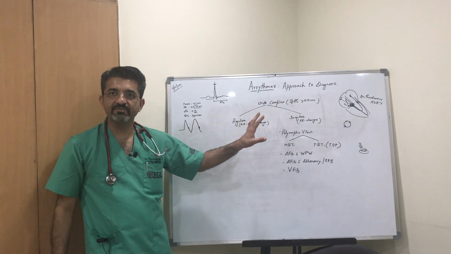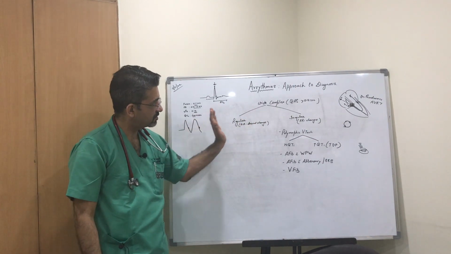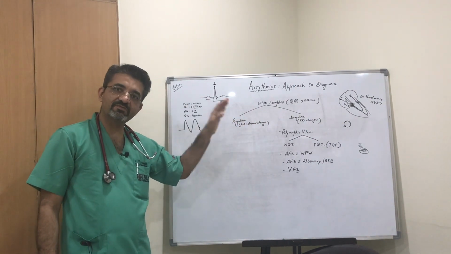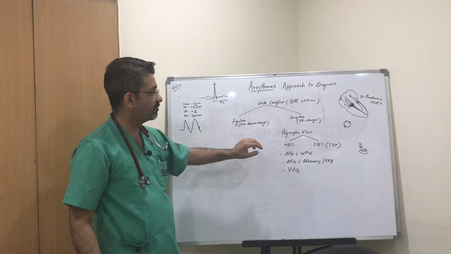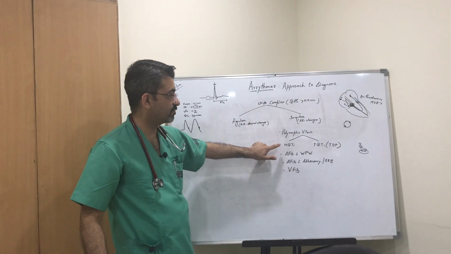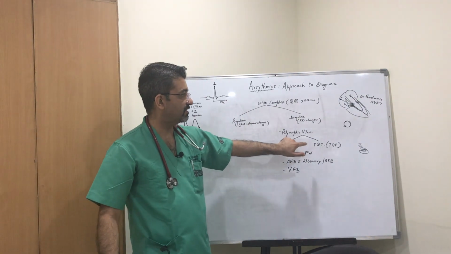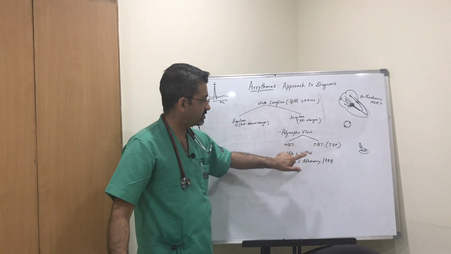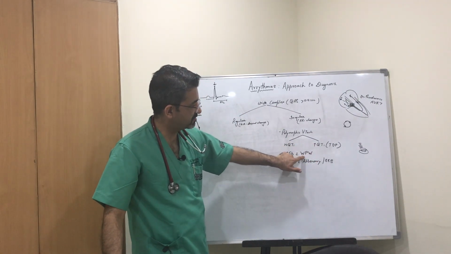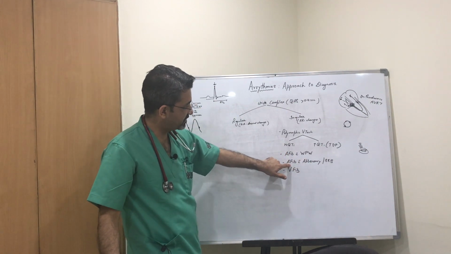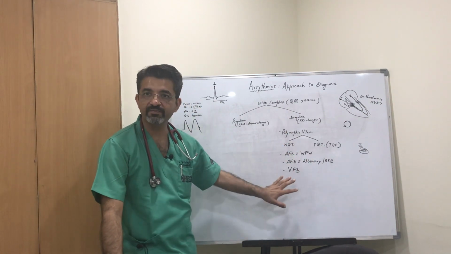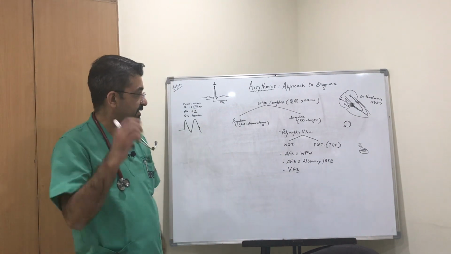It's not very difficult to remember actually. Once you go through this format 3 or 4 times, you will be able to remember them very well. Polymorphic VTach with normal QT interval and with increased QT interval, atrial fibrillation with Wolff-Parkinson-White syndrome, atrial fibrillation with aberrancy, and VFib. Right?